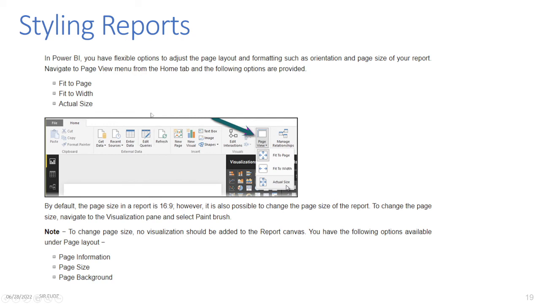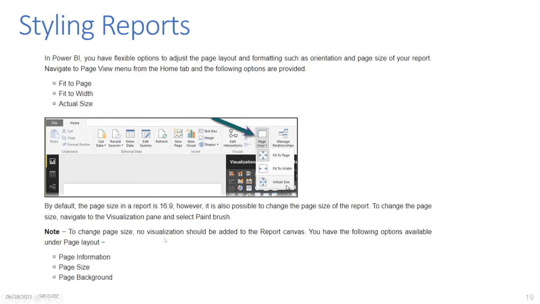Styling reports. In Power BI, you have flexible options to adjust the page layout and formatting, such as orientation and page size of your report. Navigate to the Page View menu from the Home tab, and the following options are provided: fit to page, fit to width, actual size. By default, the page size in a report is 16 by 9. However, it is also possible to change the page size of the report. To change the page size, navigate to the visualization pane and select Paint Brush. Note, to change the page size, no visualization should be added to the report canvas.